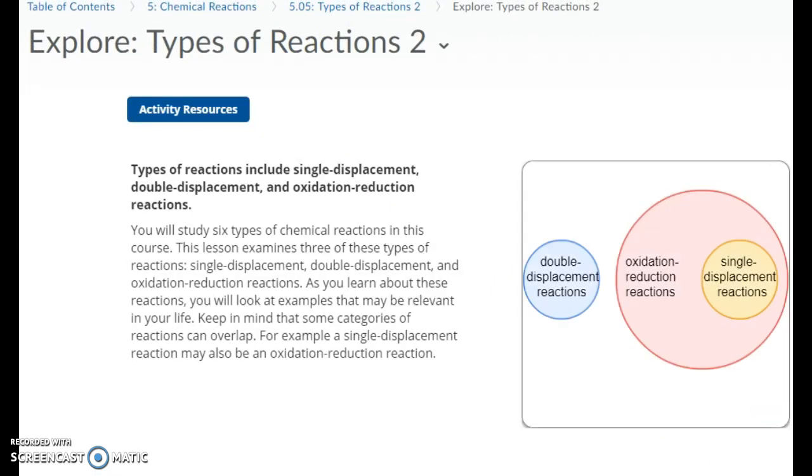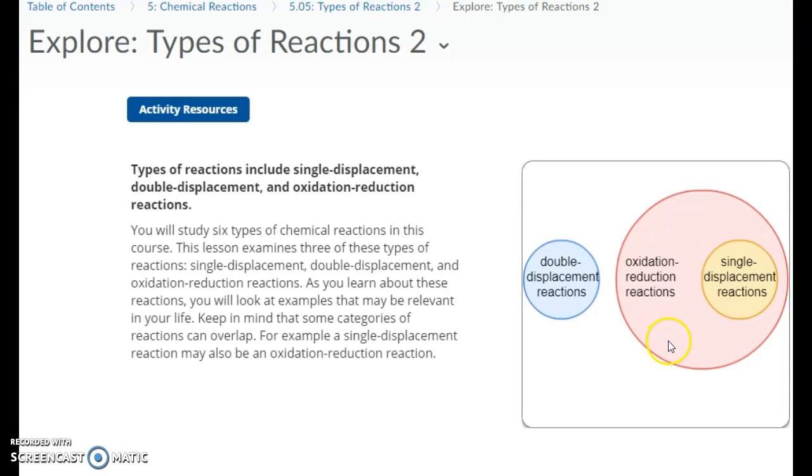Types of reactions include single displacement, double displacement, and oxidation-reduction reactions. You will study 6 types of chemical reactions in this course. This lesson examines 3 of these: single displacement, double displacement, and oxidation-reduction reactions. As you learn about these reactions, you will look at examples that may be relevant in your life. Keep in mind that some categories of reactions can overlap. For example, a single displacement reaction can also very easily be an oxidation-reduction reaction.